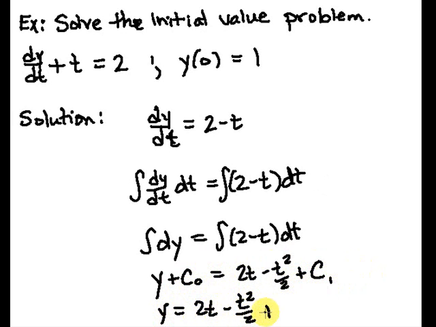Okay, so what we've done so far is the first step. We found the general solution to the differential equation. Now we're going to use the information that this solution satisfies y of 0 equals 1 in order to find the particular solution for this initial value problem.